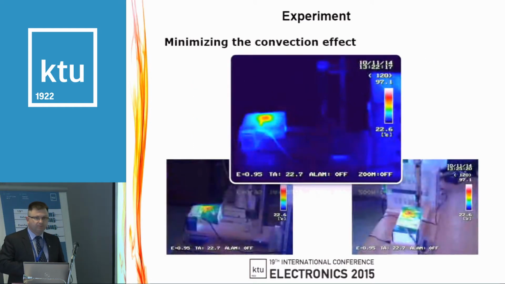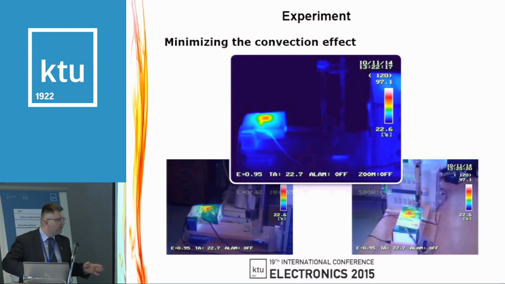In order to minimize convection airflow and mass transfer effect, we have covered the whole measurement system, maybe not exactly the whole, but part of the system, by a cubical box. In such a way, there is no influence of air around the laboratory stand.